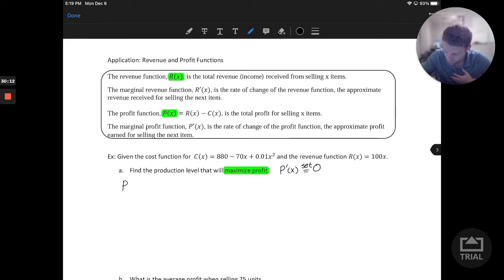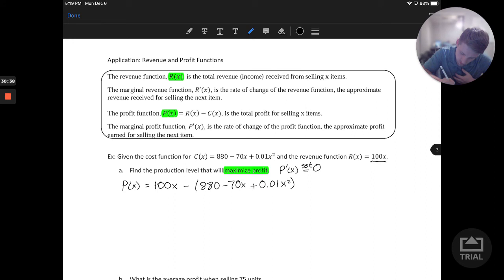I first need a profit function. So we know profit, again, is, by definition, the revenue minus the costs. So we can say revenue minus costs. Our revenue here is 100x. And then we're going to subtract away the cost function. And there's certainly some simplification we could do here with distribution. We're going to distribute the minus sign for each of these terms along the way. So let's go ahead and do that.